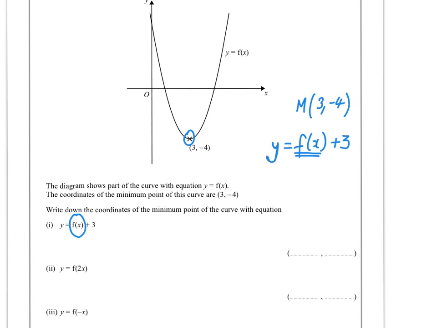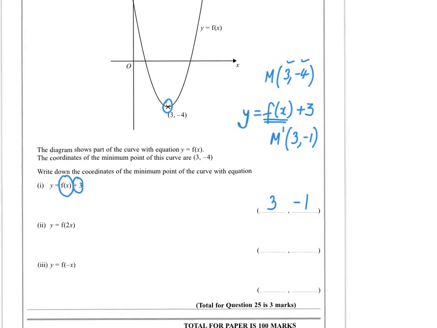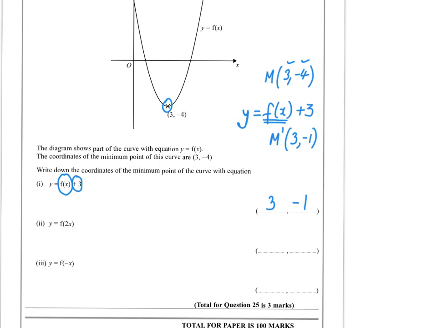So if I write down this coordinate here, 3, -4, I've just got to make the y value translate upwards 3 units, parallel to the y-axis. So what would it become here? Well, M dash, let's call it, would be, the x would stay the same, and the minus 4 would go up 3, so that would become -1. So 3, -1. Let's leave part 2 out just for the moment, because that's by far the most difficult to explain and to do. So let's look at this part here.